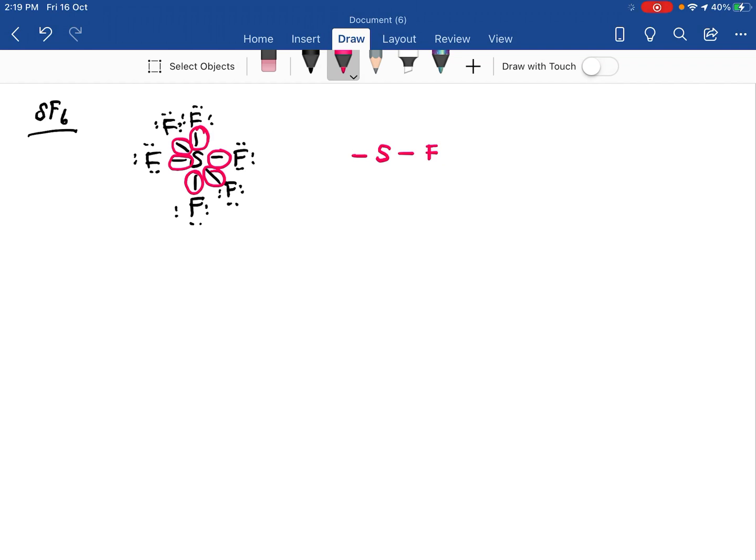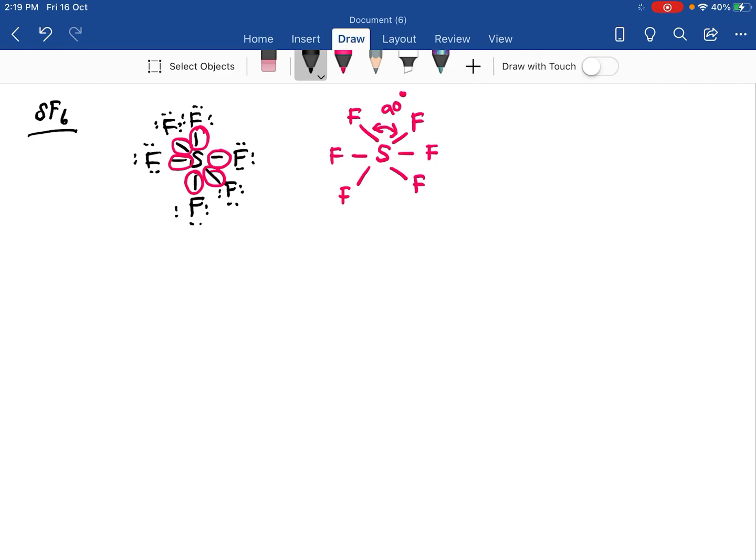If you still remember, we are going to draw as if it has bonding from all angles, three-dimensional: front, back, left, right, top, bottom. So this will make a bond angle of 90 degrees. Alright, so how do we explain this?